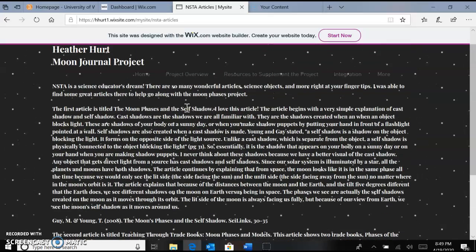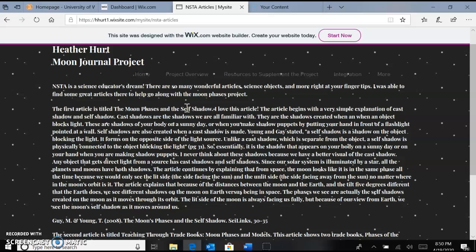But this article right here, the moon phases and the self shadow, let me just tell you that when I read this article, I was blown away because I had never heard of a self shadow before. And once I read it, I was like, oh, duh, I actually knew what a self shadow was, I just had never heard that term before. And this article does such an amazing job of telling you why we actually see the phases of the moon the way that we do.